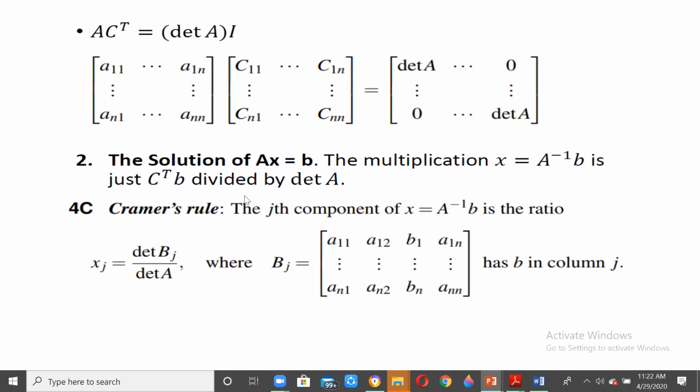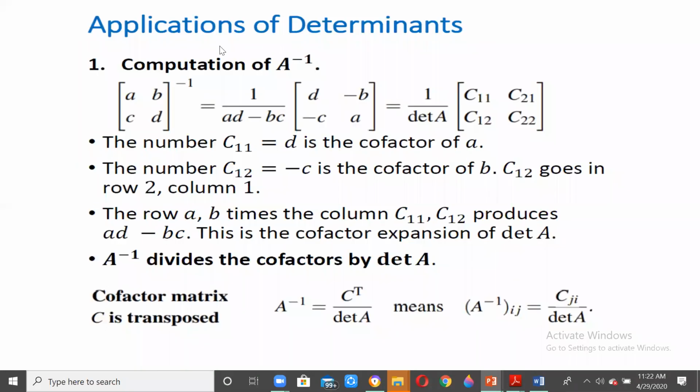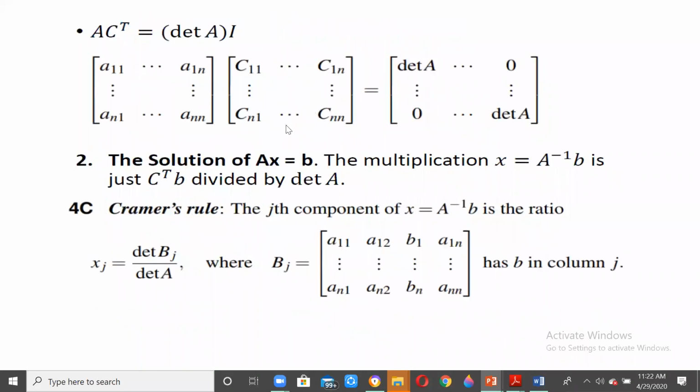The solution of AX equal to B is the second example which we have. First is the computation of A inverse. The determinant can also be used to get the solution of AX equal to B. If A is invertible, then we know that X will be A inverse B, which is just C transpose B divided by the determinant of A. The C transpose B divided by the determinant of A will give us the value of X. So you can apply Cramer's rule.